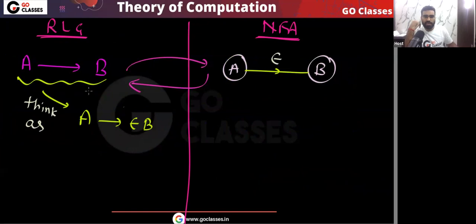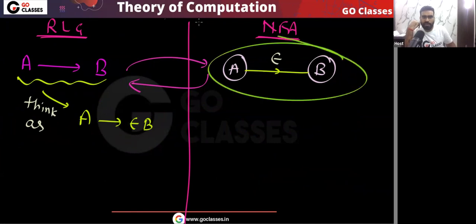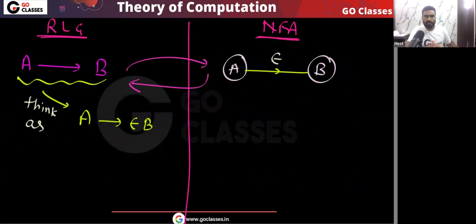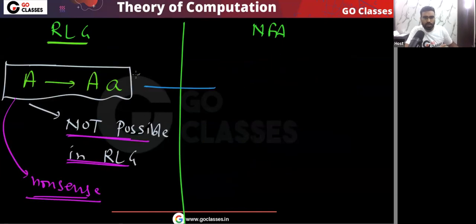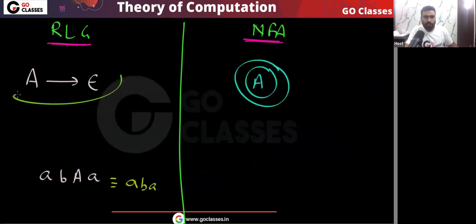A going to B is like a null move, because you can think of it as A going to epsilon B, so A goes by a null move to B. And what about this one? I told you, you will make a final state, so from A on a you go to the final state. And what about this one? The self loop will be created on A. Next, this rule is not allowed in right linear grammar. Yes or no? This rule is not allowed in right linear grammar. Okay. Next, you can see, what about this rule?